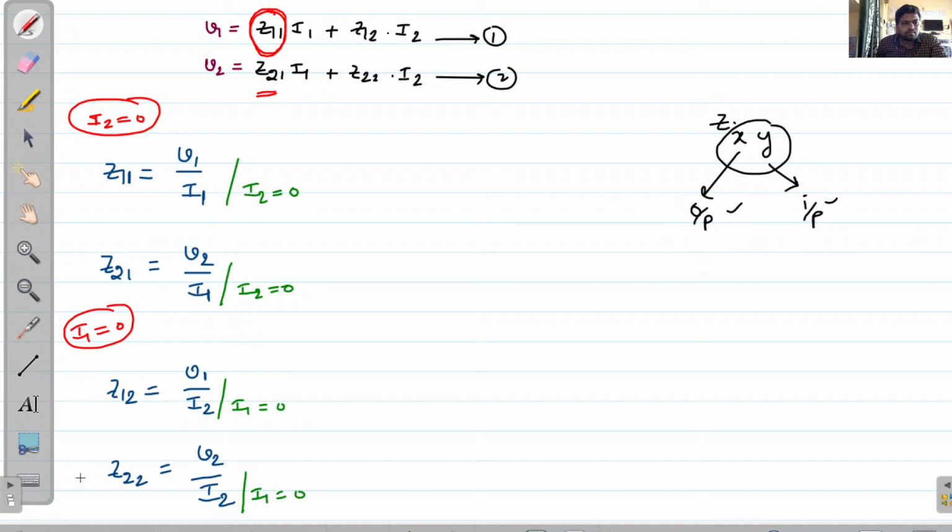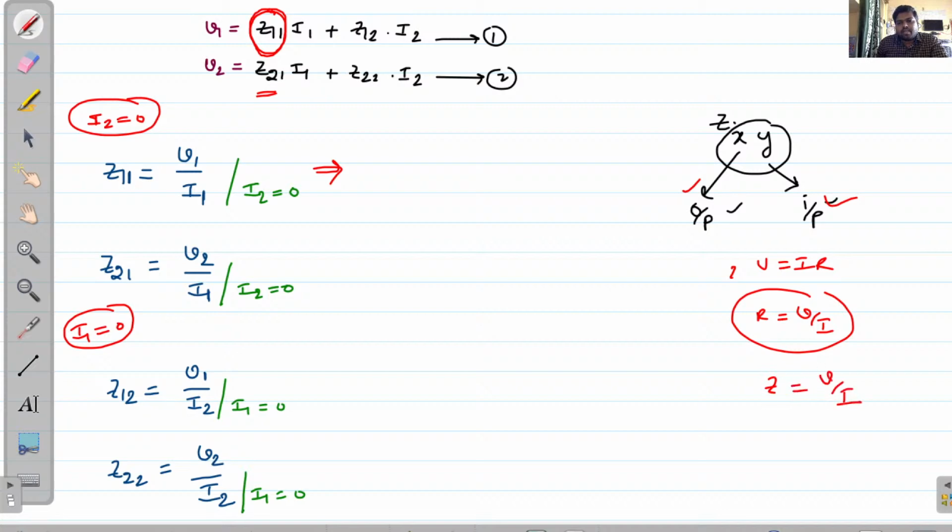Now, here if you observe, I already told you in this suffix, the right one we call the input and the left one we call the output. Generally, impedance is nothing but what? According to Ohm's law, V equals IR, so R equals V by I, right? But in a circuit we have many resistances, so we call it impedance, Z equals V by I. Here we are calculating only impedances, right?